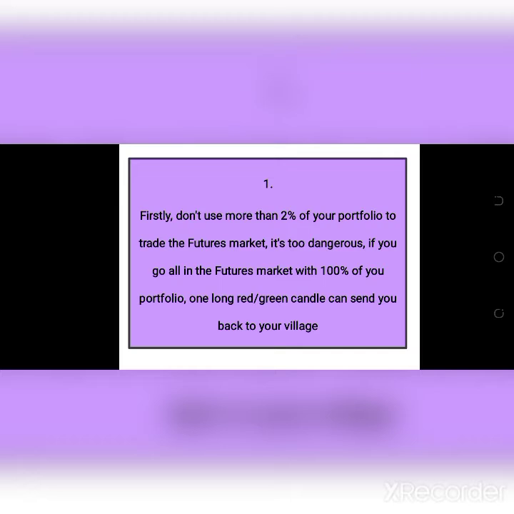Firstly, don't use more than 2% of your portfolio to trade the futures market. It's too dangerous. If you go all in on the futures market with 100% of your portfolio, one long red or green candle can send you back to your village.